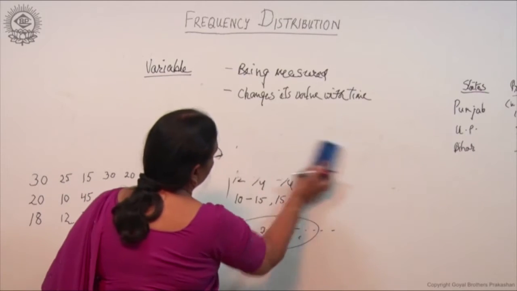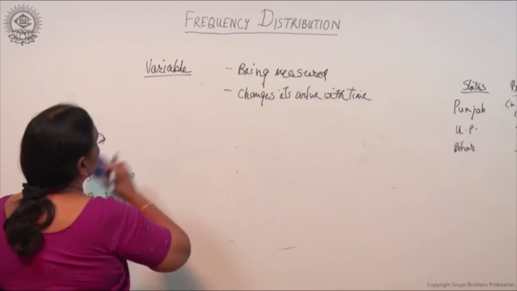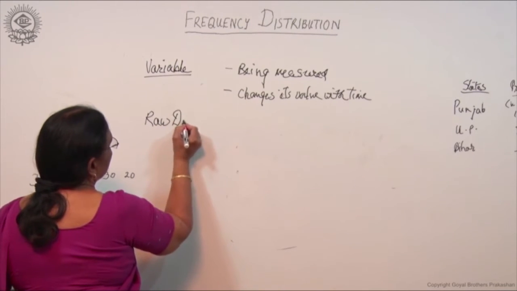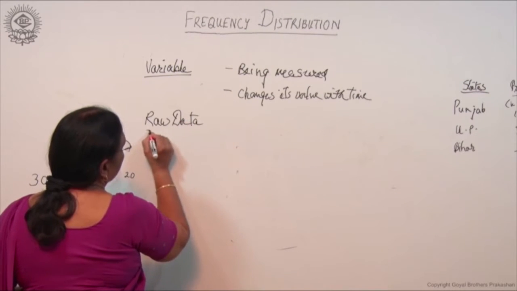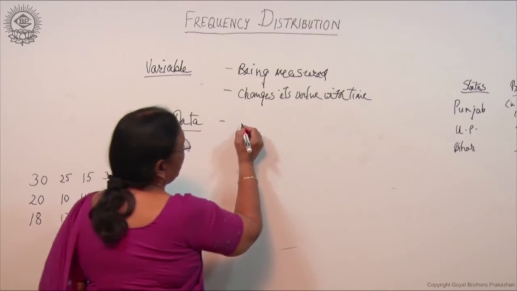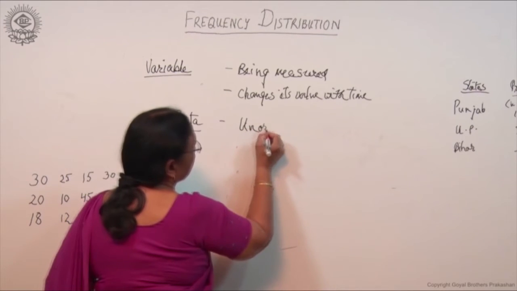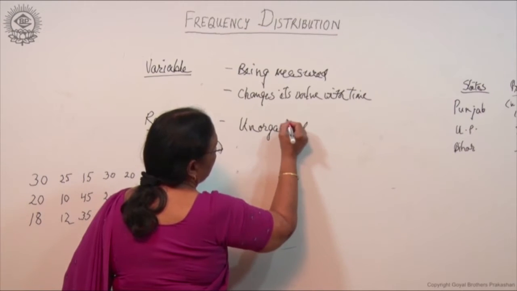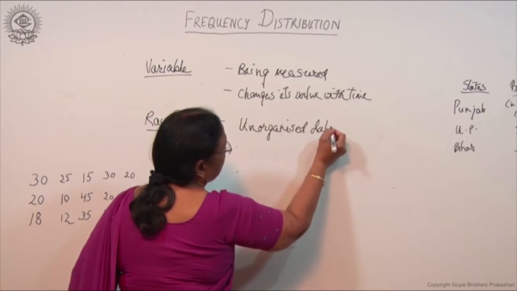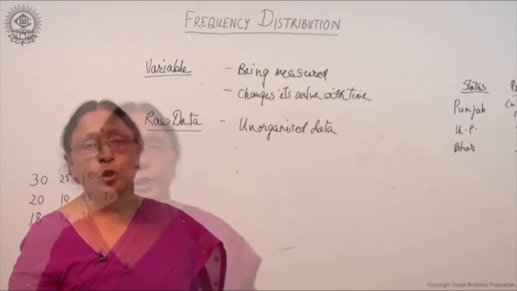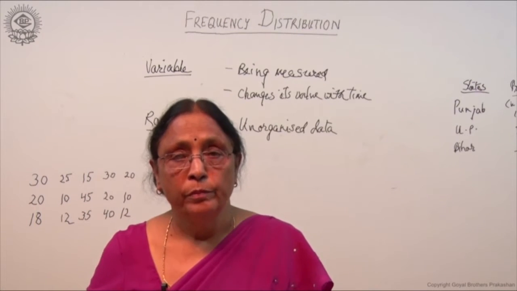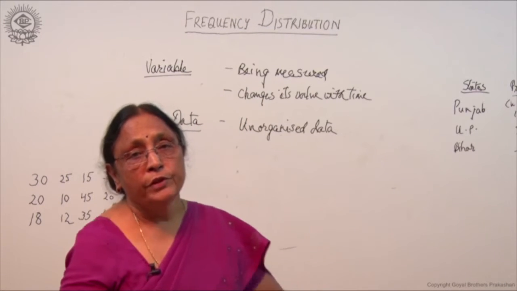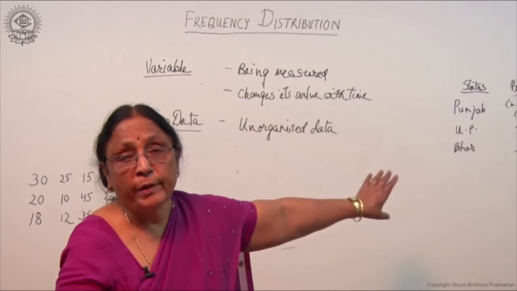Now what is raw data? Raw data. What is raw data? It is unorganized data. That means the data which is not organized in a particular form. It is in a raw form. Raw form means which is not set in a particular systematic order.